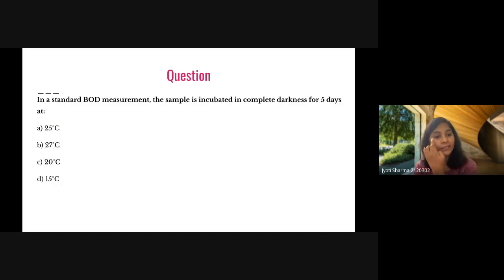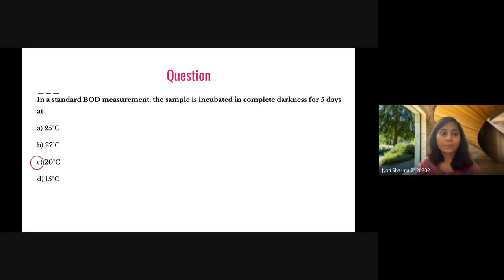Okay, the next is: in standard BOD measurement, the sample is incubated in complete darkness for 5 days at temperature what? What kind of temperature should we have to do the BOD measurement? Mithur gave me C answer. Pradeep also gave me C. Priscilla C with question mark, and Venkatesha C. So yes, C is the right answer.